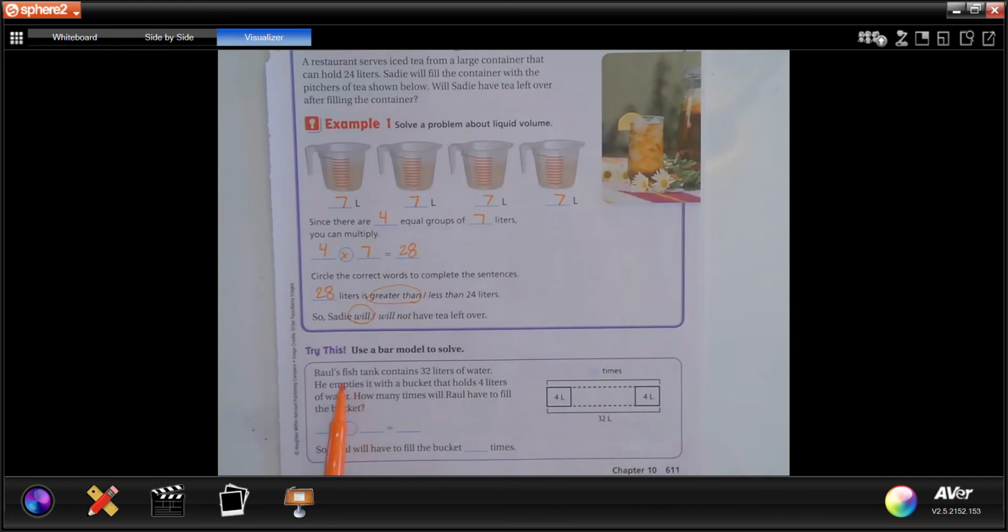Try this. Use a bar model to solve. Raoul's fish tank contains 32 liters of water. He empties it with a bucket that holds 4 liters of water. How many times will Raoul have to fill the bucket?